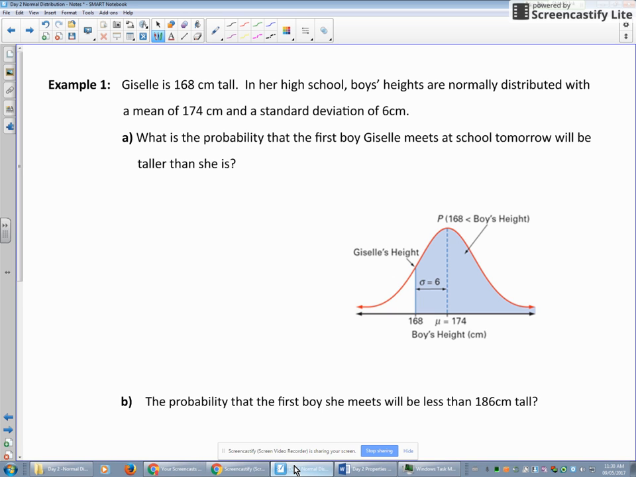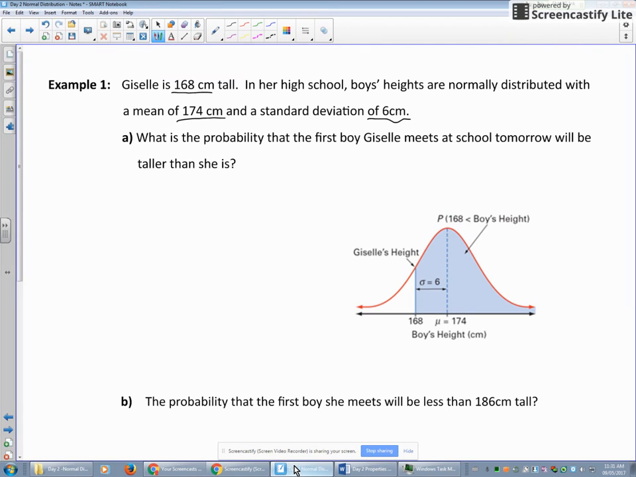All right, so example number one, Giselle is 168 centimeters tall. In her high school, boys' heights are normally distributed with a mean of 174 centimeters and a standard deviation of 6 centimeters. What is the probability that the first boy Giselle meets at school tomorrow will be taller than she is? So that 168 centimeters is going to come into play.